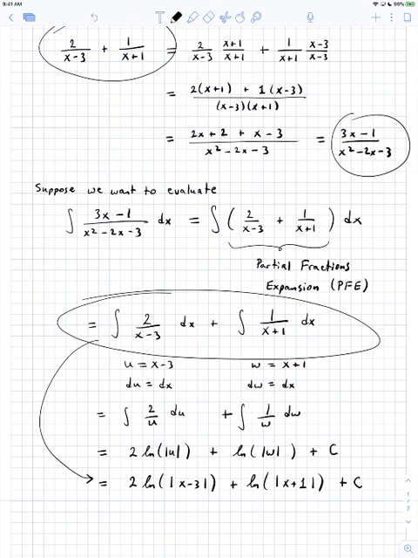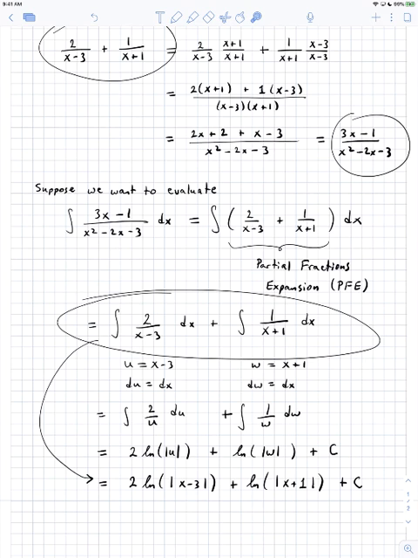At any rate, what we've done here is we found an antiderivative for our original expression. We started out with this expression, 3x minus 1 over x squared minus 2x minus 3, which we didn't know how to integrate, but we rewrote it as the sum of these two simpler fractions, these two simpler rational functions. This was our partial fractions expansion, our PFE. And while we couldn't integrate the original expression, we could integrate both of these parts.